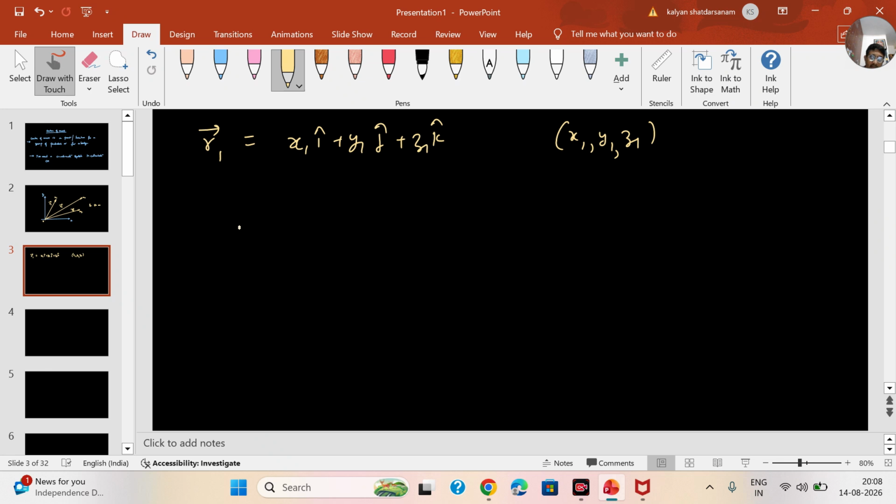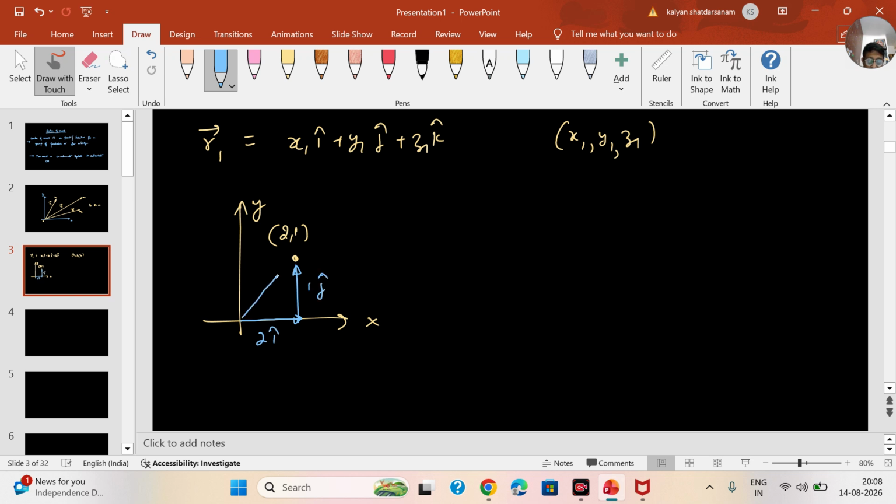If you look at 2D, for example, suppose I have an xy plane and a particle at 2 comma 1. That means you went 2 units on the x-axis and 1 unit on the y-axis. So this is 2i, this is 1j. When you add both, you get 2i plus 1j. So the position of this particle, I can write as 2i plus 1j, or you can even say it is 2 comma 1. Either you write it as a coordinate or as a vector.